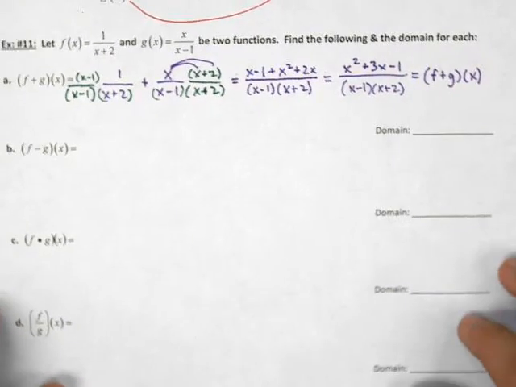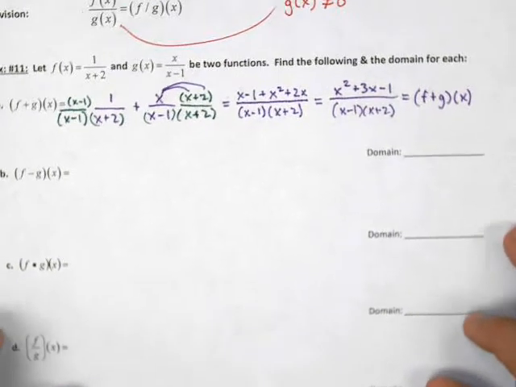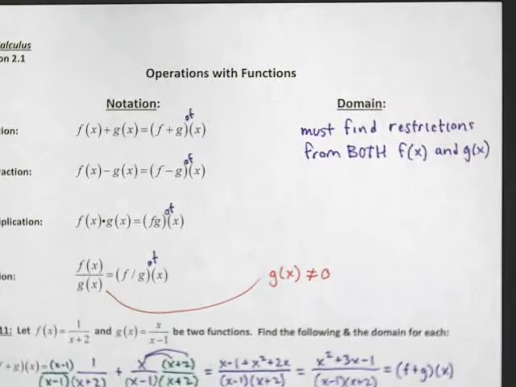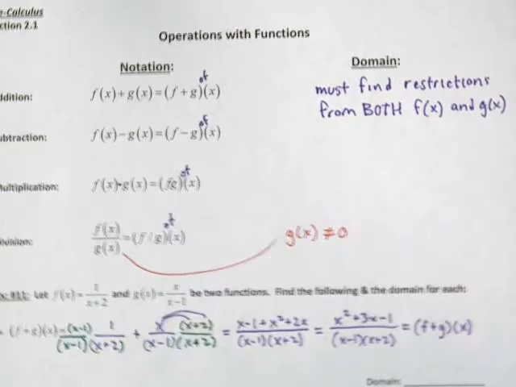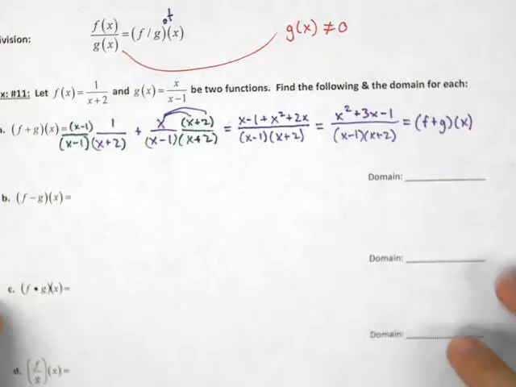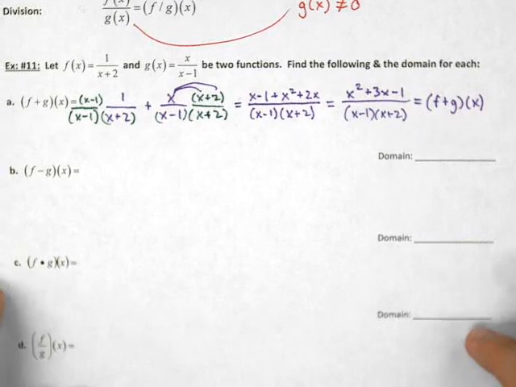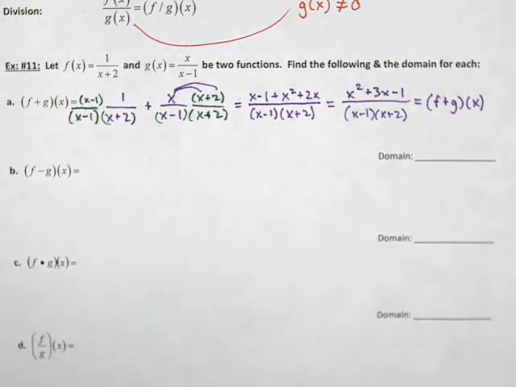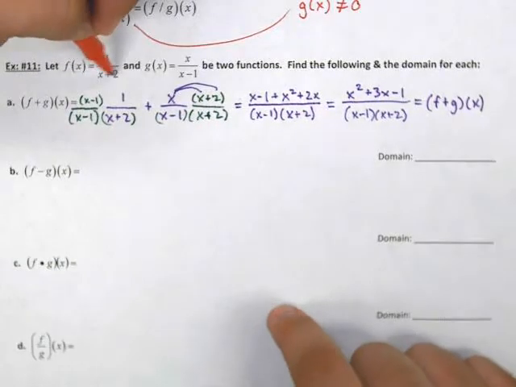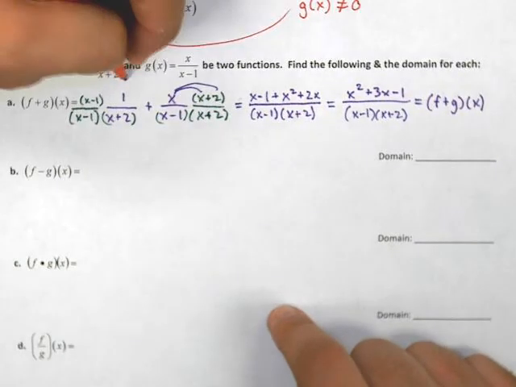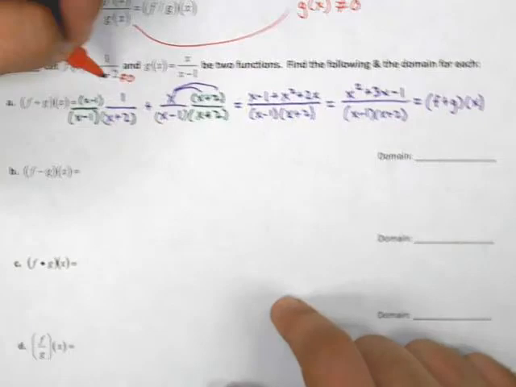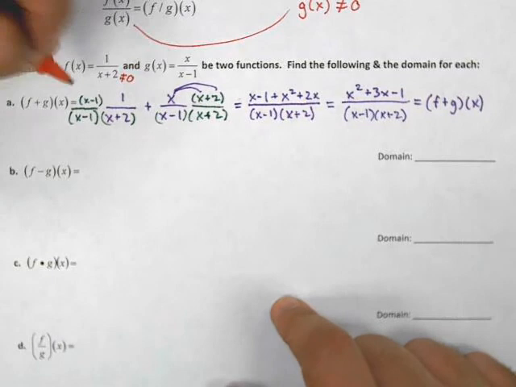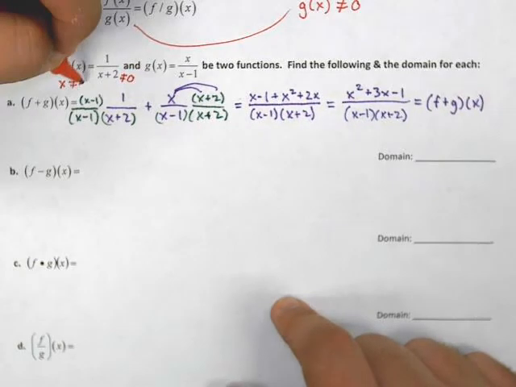We have to get the domain though, okay? And we have to remember the domain, if we go back up, the domain and the restrictions really come from both of our functions. So let's take a look now. You guys hopefully are getting pretty good at this by now, and you might not even have to set up huge long problems. We know that because there's an x plus 2 in the denominator, well then it cannot equal 0, right? Which means what? That means that x cannot equal negative 2.